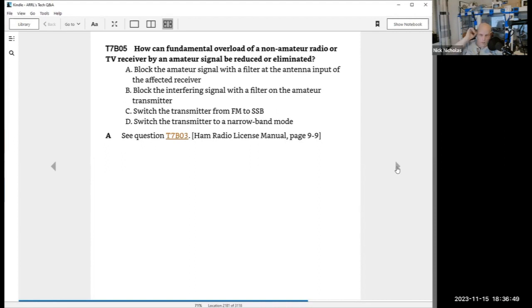And you got your choice. You might do it with a bandpass filter if it's appropriate, or you might have to do it with a notch filter to notch out one frequency. But nevertheless, you would block that signal.